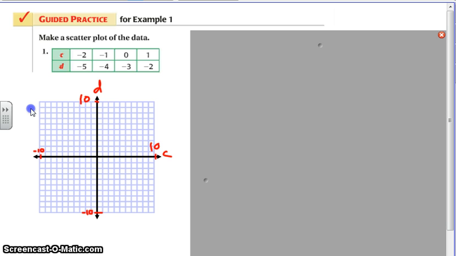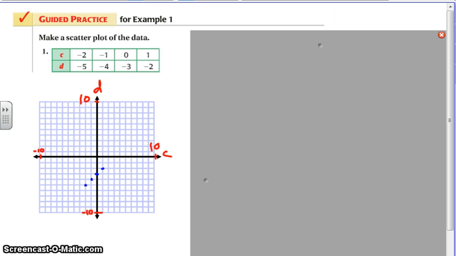And we simply graph the points. Okay, so don't forget to start at the point of origin. And for this first point, we're walking -2, flying -5. The second point, walking -1, flying -4. The third point, walk 0, fly -3. And the last point, walk 1, fly -2. Walk before you fly. C comes before D. X comes before Y.